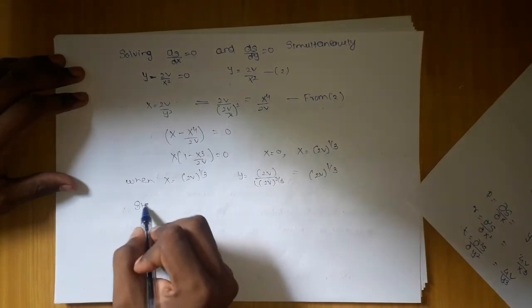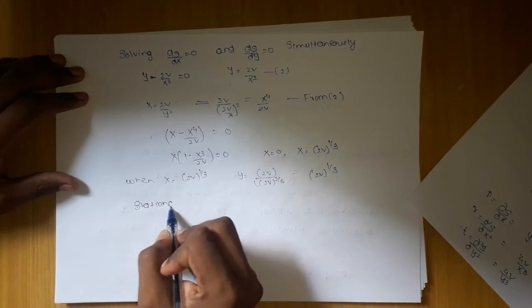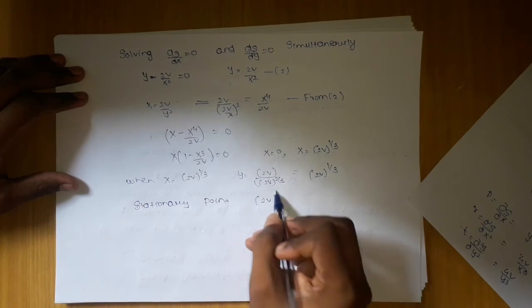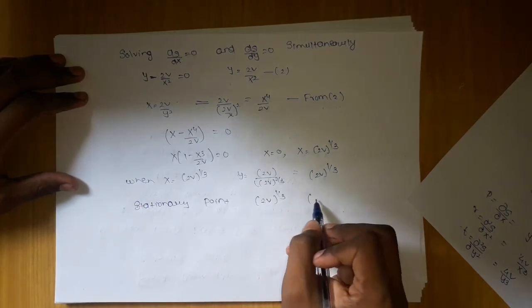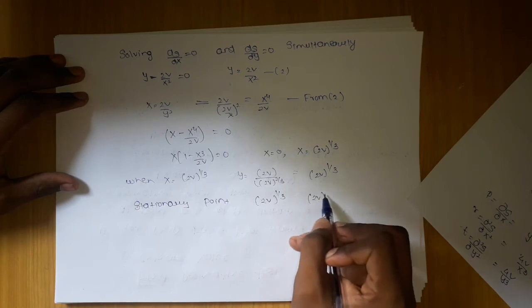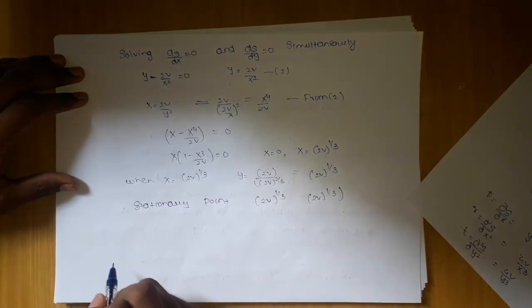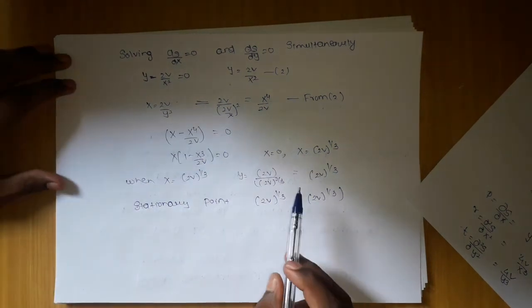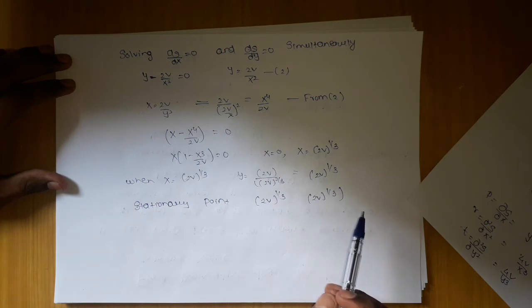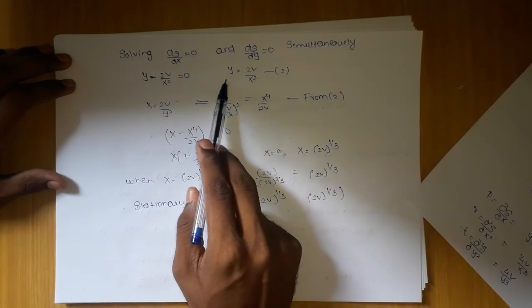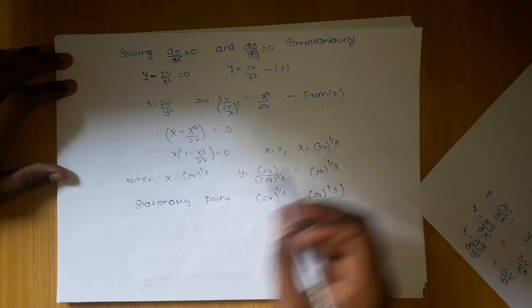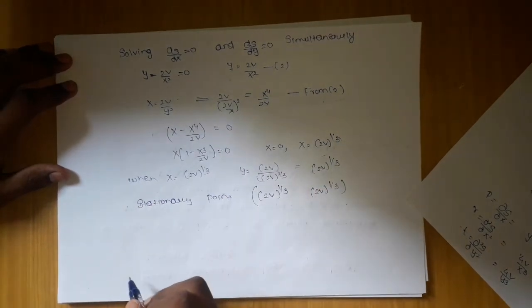Now, stationary points. The stationary point which we got is 2v power 1 by 3, and the next stationary point is 2v power 1 by 3. So we are getting two points. If I put x equals 0, it will become undefined, which tends to infinity, so we are not going to take that point. We are going to consider these two as our stationary points. Hope you have understood this thing.